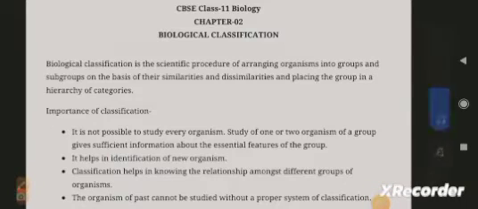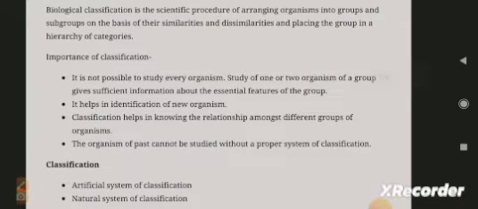So we are on our revision of biological classification. So chapter 2 of biology. Biological classification is the scientific procedure of arranging organisms into groups and subgroups on the basis of their similarities and dissimilarities, and placing the group in the hierarchy of categories. Hierarchy table, or just placing them into different categories.